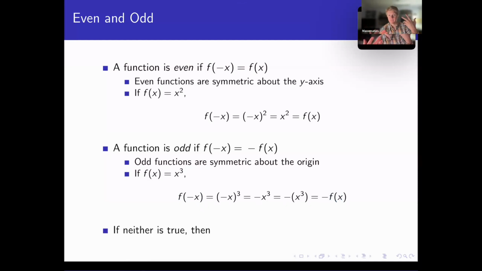If you plug in negative x and you don't get either situation, that's totally fine. It just means your function is neither. That happens plenty of times. I also want to stress that we have symmetry about the y-axis and symmetry about the origin, but no symmetry over the x-axis. Well, let's say we have a graph that looks like this.